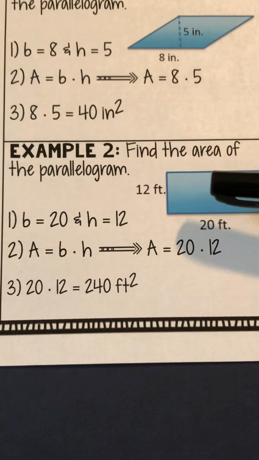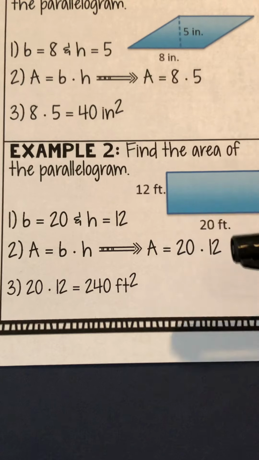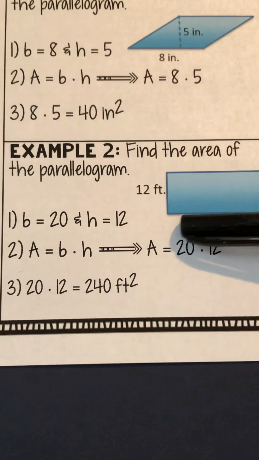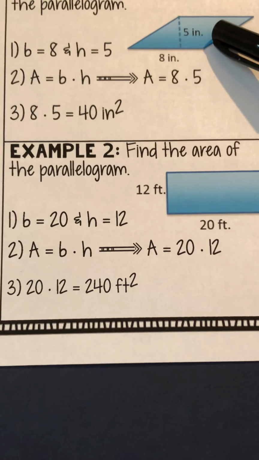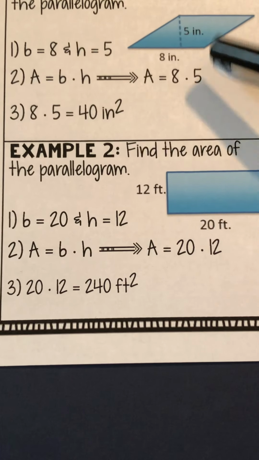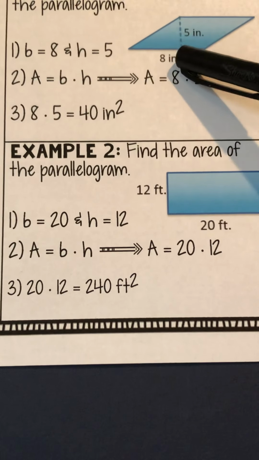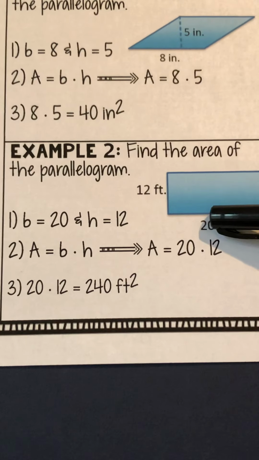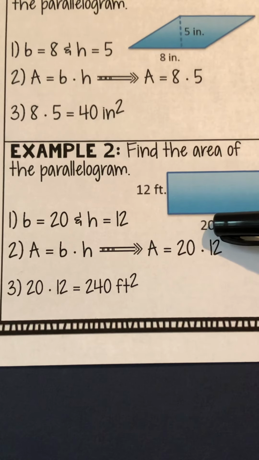You can also find area using length times width. Same thing, except that on a parallelogram, not just a rectangle, but on a parallelogram, you need to do base times height. So for a rectangle, length and width are interchangeable with base and height, okay?